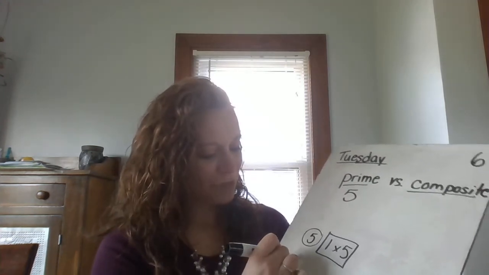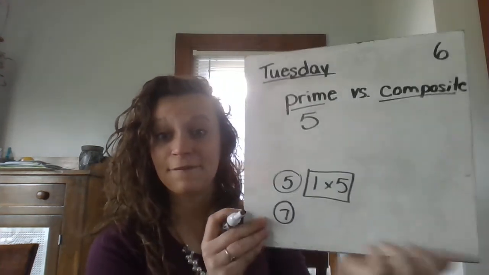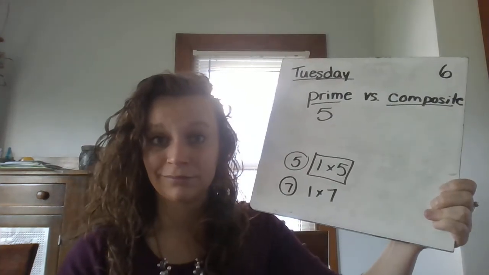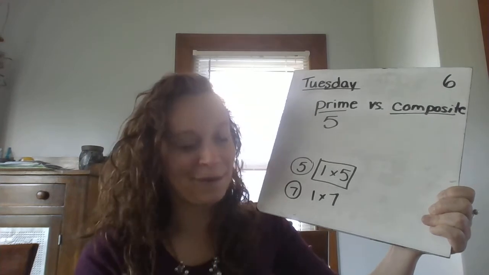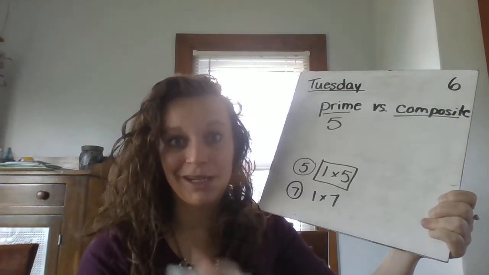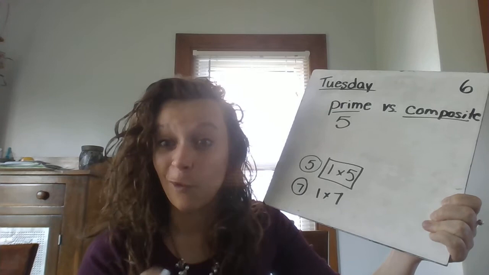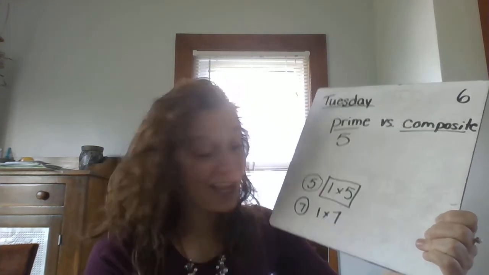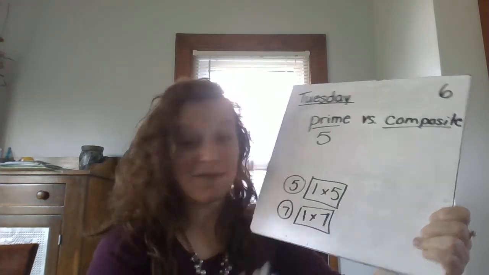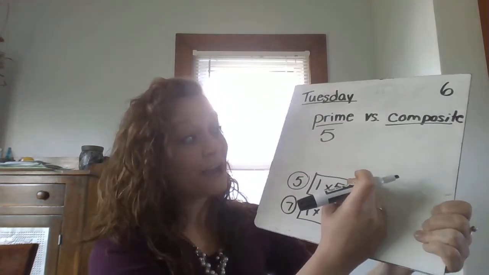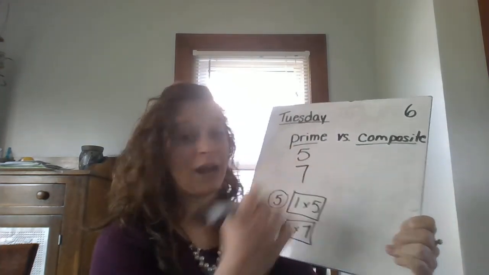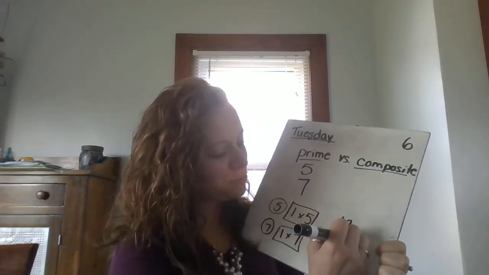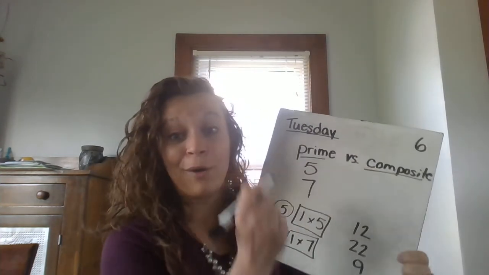And my next number down here is 7. So let's list the factors of 7. 1 times 7. 2 times what, 7? Well, nothing. Not a whole number, at least. Can I count by 3s to get to 7? 3, 6, 9? No. How about 4s? 4, 8, 12? No. 5s? It doesn't matter, 5 or 0. 6s? So guys, we also only have 2 factors of 7, which means that if 5 was prime, 7 is also prime. So you need to go in and finish 12, 22, and 9 and tell me if they are prime or composite.